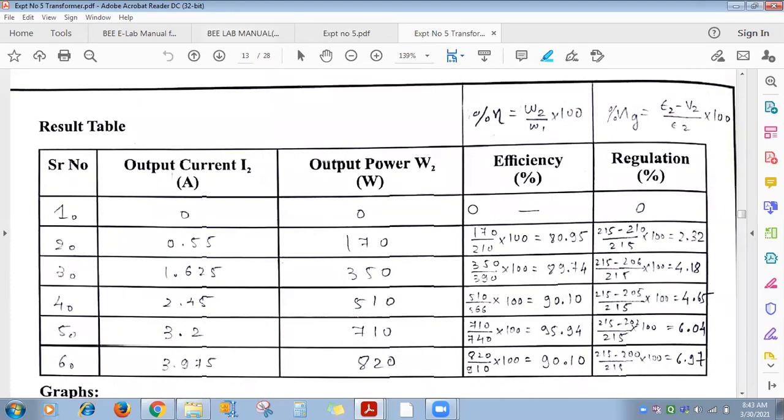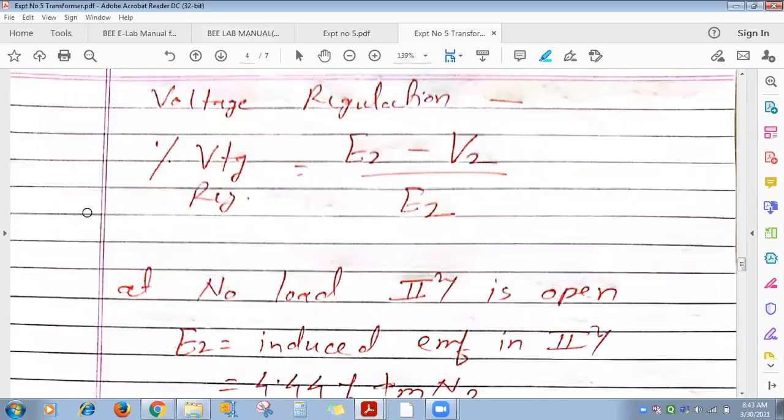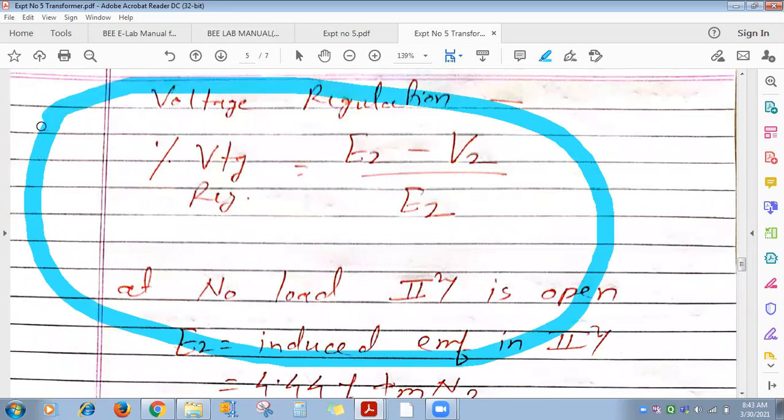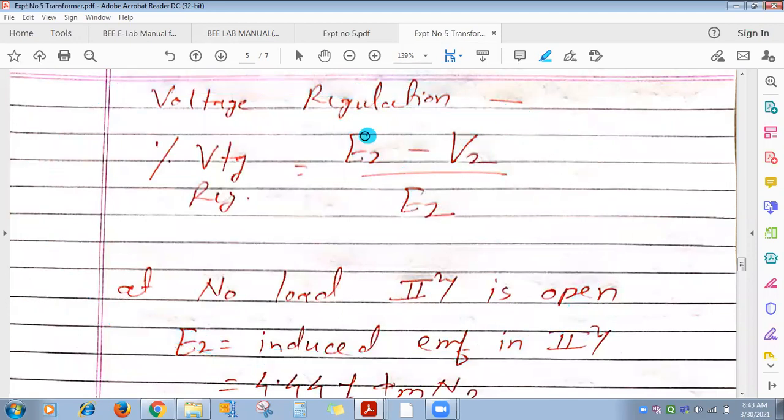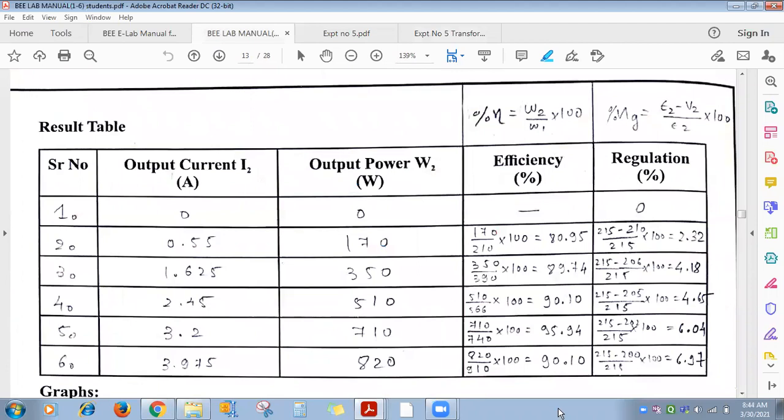See here. Formula of voltage regulation is what? E2 minus V2 upon E2. E2 is what? It is constant no load voltage, and V2 is what? Full load voltage. E2, I told you, remains constant. So how can you define voltage regulation? Change in voltage across load from no load to full load with respect to no load voltage.